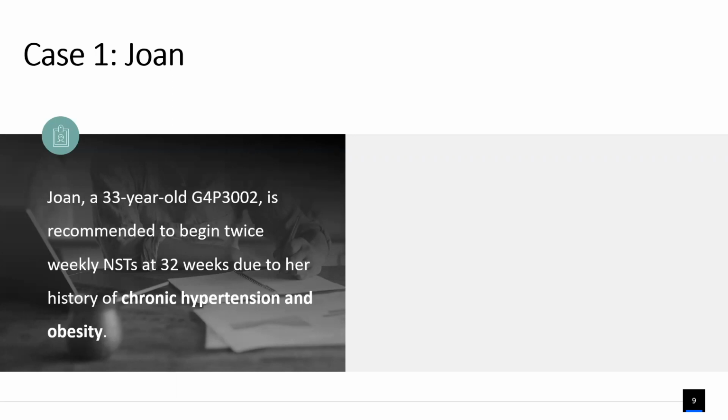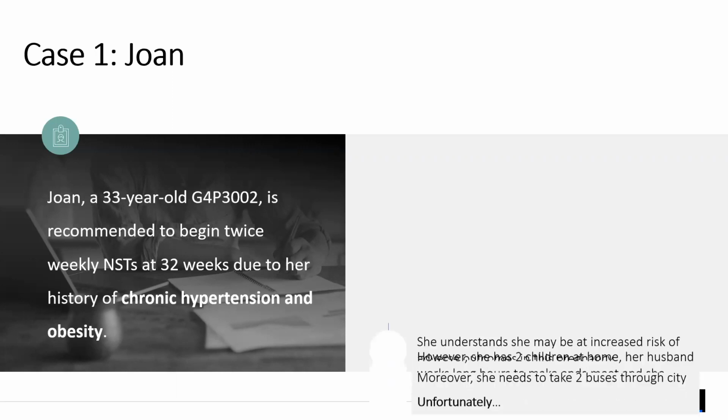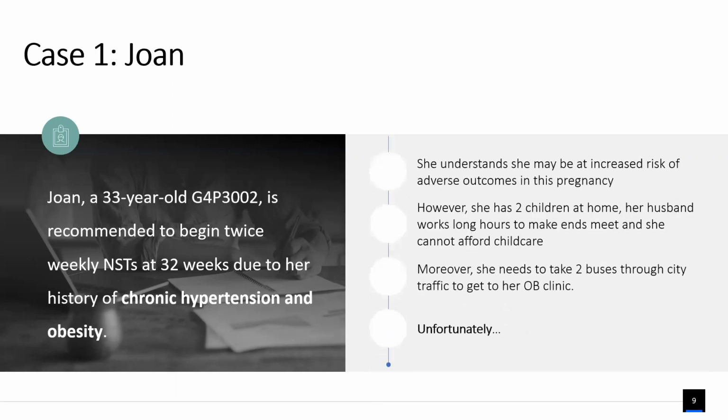And again, this is mix and match. You can have chronic hypertension, obesity, diabetes. We have a patient with significant risk factors that does need increased surveillance because she's at risk for an adverse outcome. Now, she understands this risk. She's well counseled. She came to care. You do your best to explain to her the risks and the need for increased surveillance.